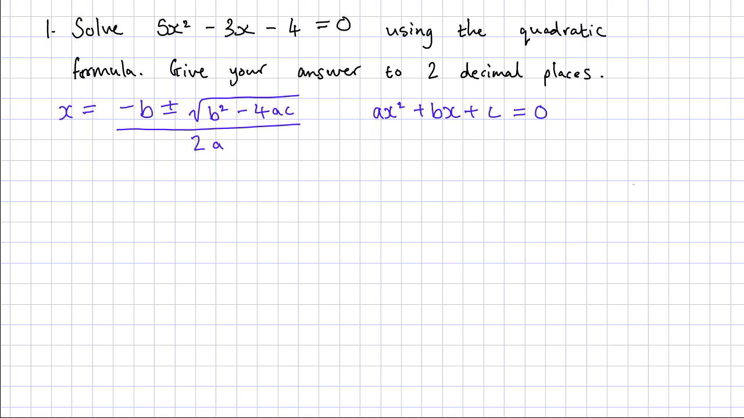Okay, so my quadratic equation is 5x squared minus 3x minus 4 is equal to 0. So I'll just write that here. So 5x squared minus 3x minus 4 equals 0. Now I can see that my a is going to be 5, b is minus 3, and c is minus 4.